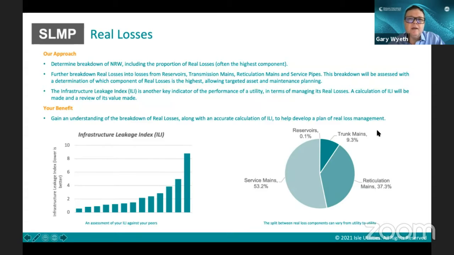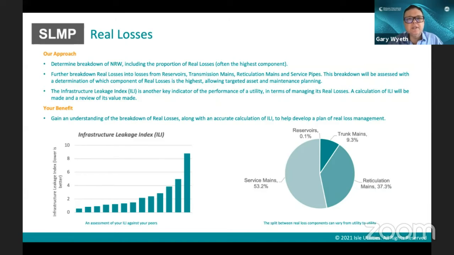If a utility has a lot of DMAs established, they can work out quite quickly what is the leakage on the trunk mains compared to the leakage in the DMAs based on flow balancing. So if you have a distribution zone with a number of DMAs in it, you can maybe take a flow meter on the inlet to the distribution zone, minus the DMAs, which will give you some leakage levels in the trunk main. Then what becomes more difficult is looking to break down between reticulation, distribution, and service pipes.